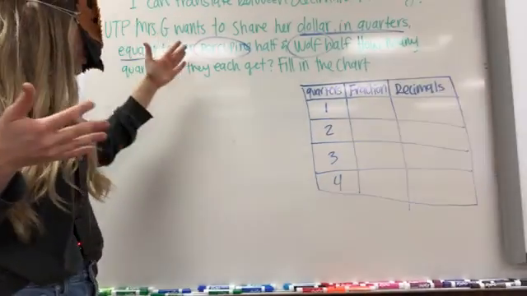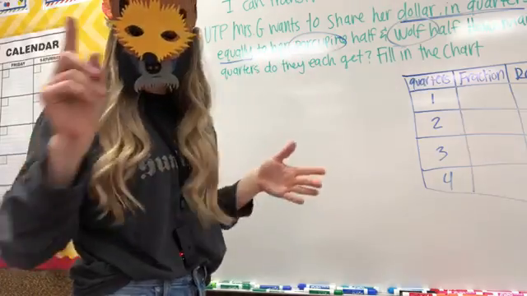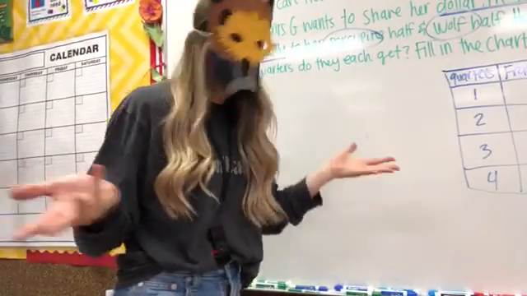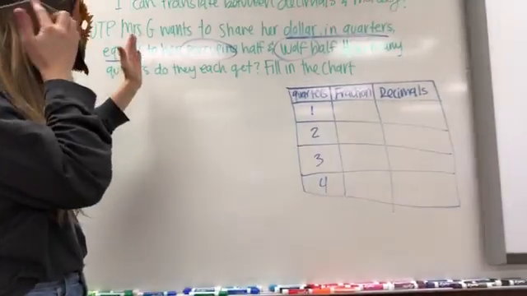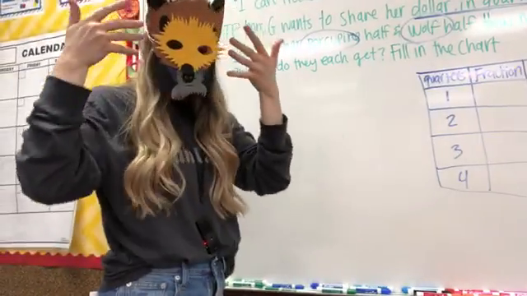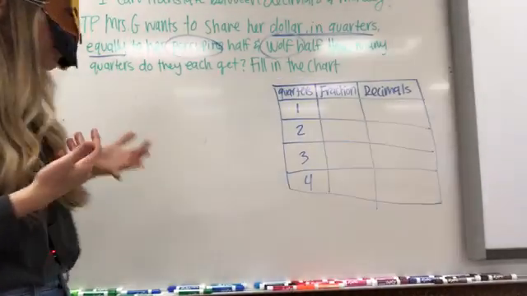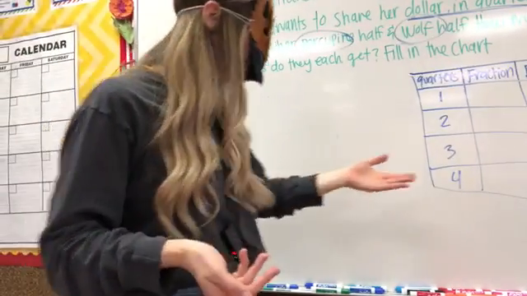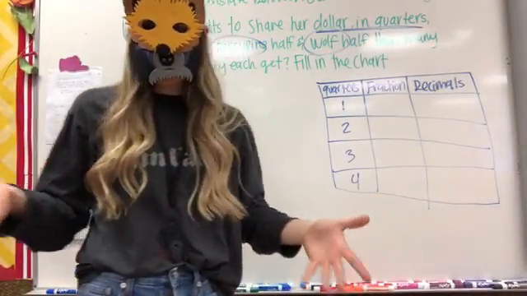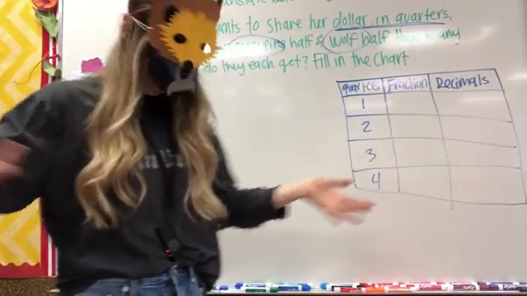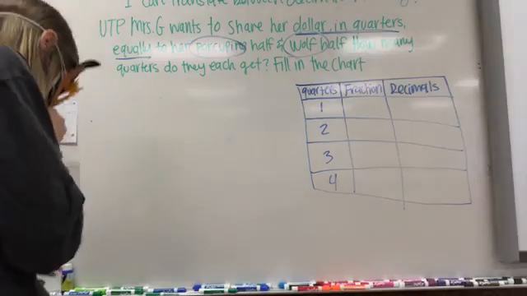So Miss G wants to share her dollar, $1, in quarters. The dollar is broken into quarters equally to her porcupine half and her wolf half. How many quarters do they each get? And then they want us to fill in this chart. So you might be thinking, oh, Miss Gillette, this is easy. All we're going to do is split up these quarters and then it's going to work. But let's look at that.